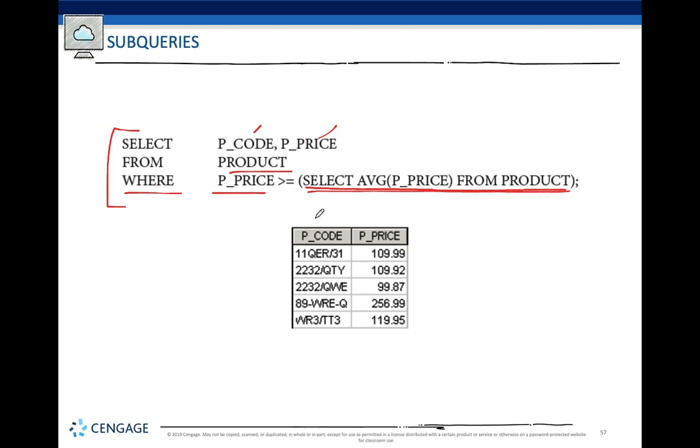Now, the thing to remember about subqueries is that the inner query can run independently from the outer query. In other words, if you take this inner query and run it all by itself, you will get a valid result. Later on, we'll look at something called correlated subqueries, and that's not the case in correlated subqueries. So here are the products that have a product price that is greater than or equal to the average price.